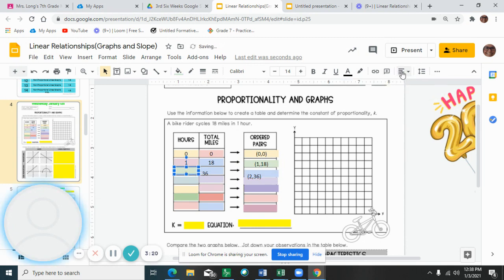Like I said, this should be review because we did do this before Christmas break. Just kind of flowed into it. So we went with it.